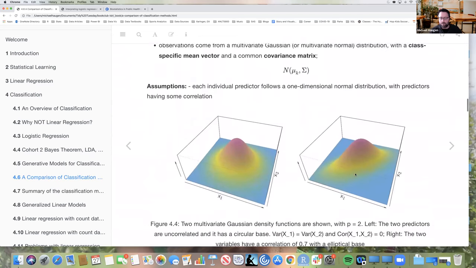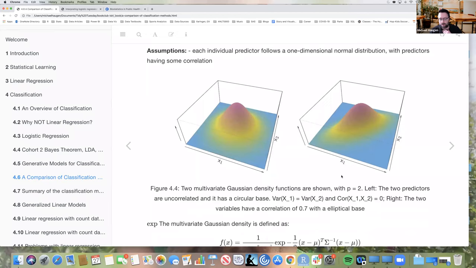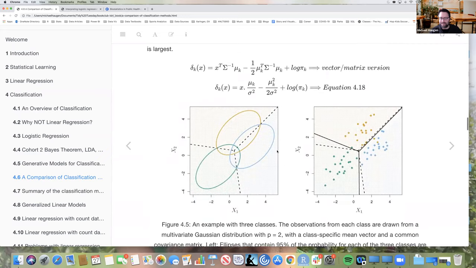This one is cool. This is where we talk about multiple dimensions, multiple independent variables, and a lot of the same conversation comes back with that as well. What I thought was interesting with this one is that two multivariate Gaussian density functions are shown with p equals 2, so two predictors. To the left, the two predictors are uncorrelated and it has a circular base, which we can see. On the right, the two variables have a correlation of 0.7 with an elliptical base. So we can visually see the correlation of the predictors by this elliptical base versus the circular. And that's all I want to say about that.